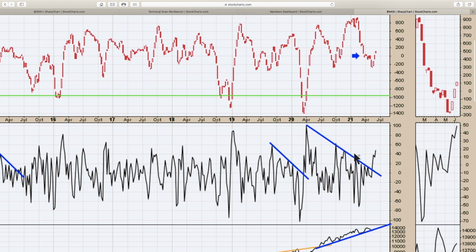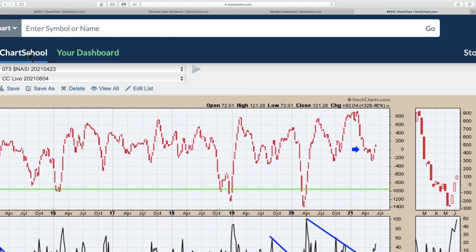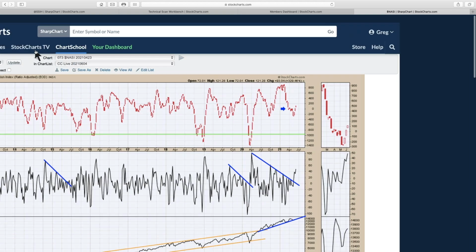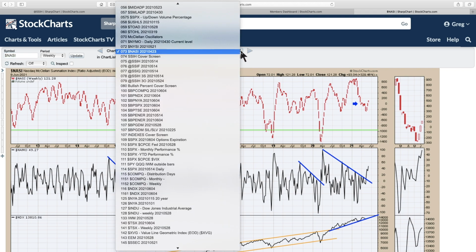So this big negative performance here on the McClellan oscillator has started to turn up. And if you want more information on each of these indicators, you can always go to the Chart School tab up here at one of the headers and just type in what you're looking for, and there's really good explanations of all of these. Okay, so that's pretty helpful.